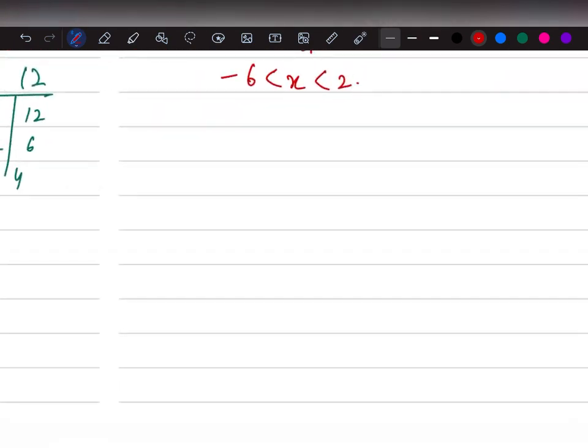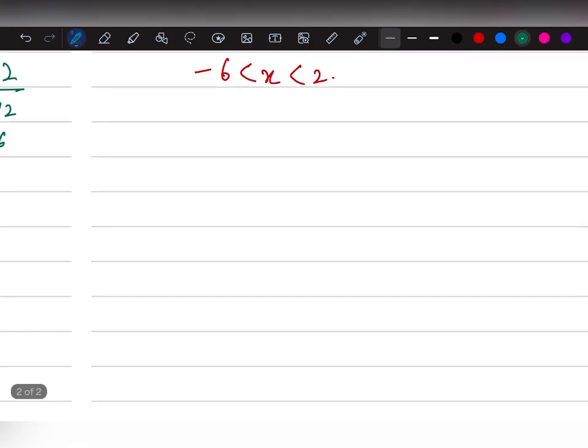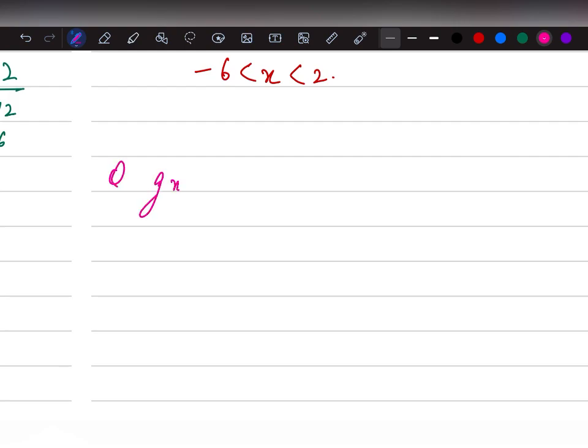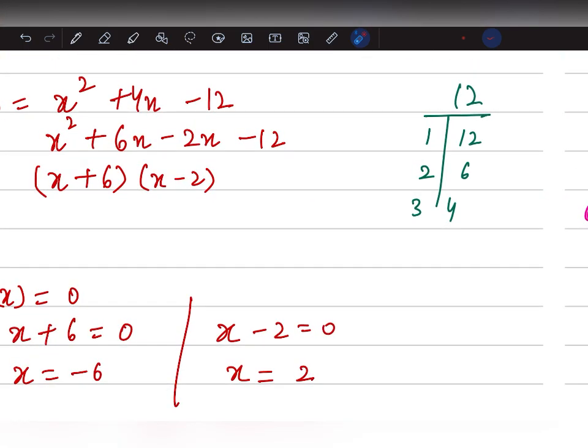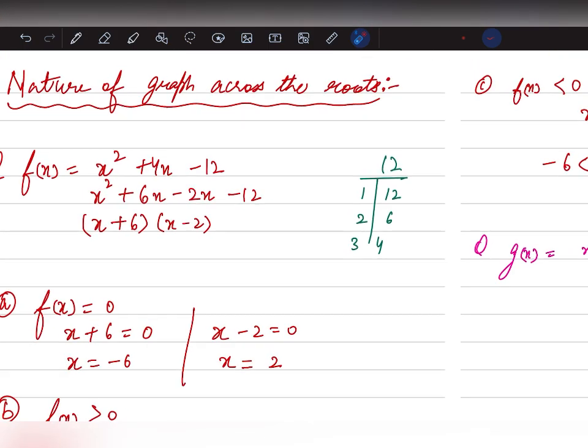Let's just try one more question. In the second question, we will take our equation, let's say g of x, which is x square plus 8x plus 16. We will find the factors of this equation also. You can find them in a similar way as I told you in the previous question, but right now I'm just taking the factors directly, which is x plus 4 whole square. One thing to note here is that this is occurring with the power 2, which is an even power. In the last question, it was power 1 and 1, so that was an odd power.